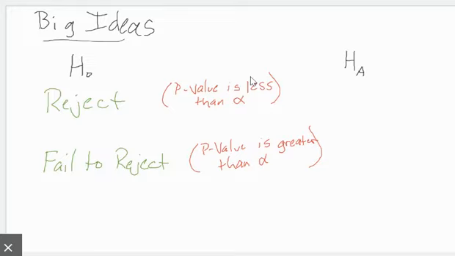There's a word that you want to avoid, and that word is accept. A-C-C-E-P-T. Accept. Yes, we can say we reject the null hypothesis, but we don't want to say we accept the null hypothesis. We want to say fail to reject.